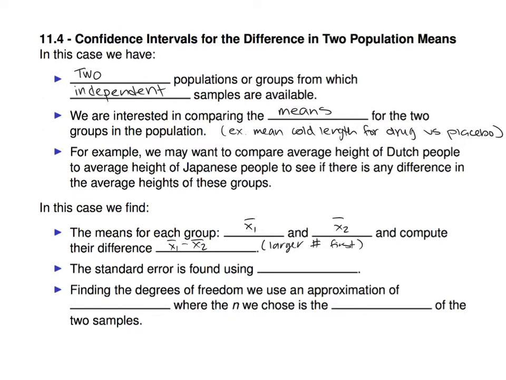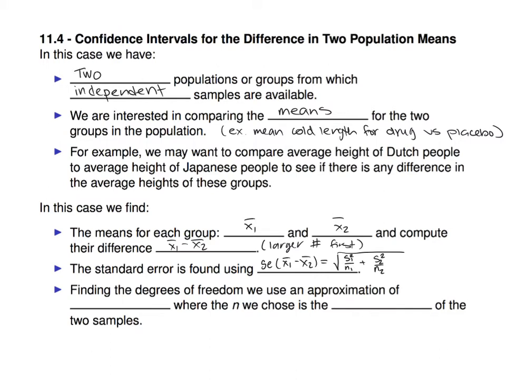The standard error is found using the following formula back from chapter 9, where the standard error of x1 bar minus x2 bar is equal to the square root of the first sample standard deviation squared over n1 plus the second sample standard deviation squared over n2.